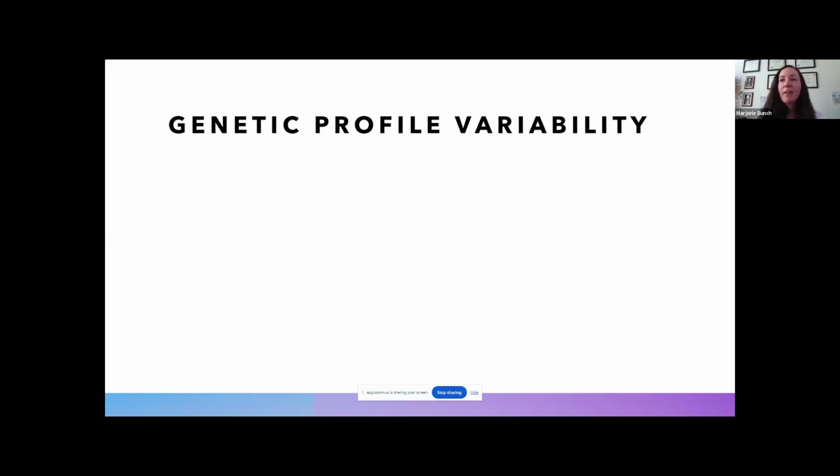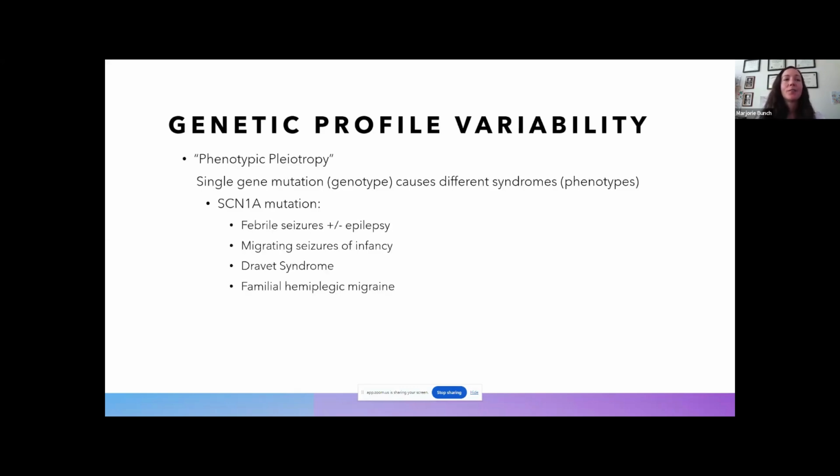There's genetic profile variability. Right? So this comes in two main forms. One is called phenotypic pleiotropy. This means a single gene mutation, which is known as a genotype, can cause different syndromes, different symptoms from it. These are known as phenotypes. So a single genotype can cause multiple phenotypes.